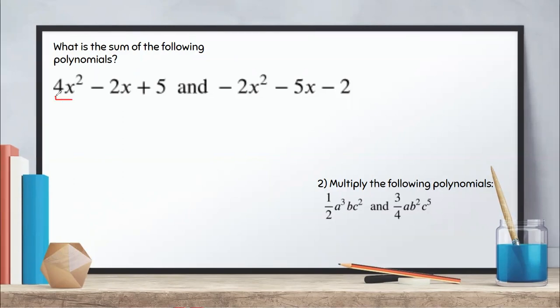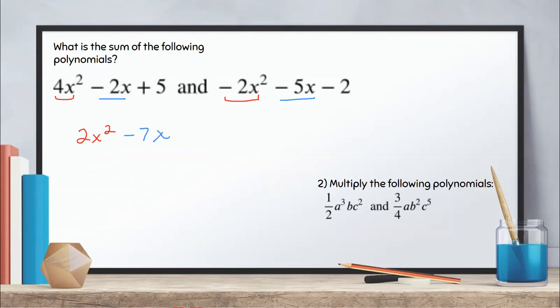So we have 4x squared. And the like term with 4x squared, remember, like terms have the same variable with the same exponent. So it's negative 2x squared. So 4x squared plus negative 2x squared is positive 2x squared. Now, our next set of like terms, I see negative 2x. So negative 2x, and I look for something else that has an x, which is negative 5x. So negative 2 plus negative 5 is negative 7x.